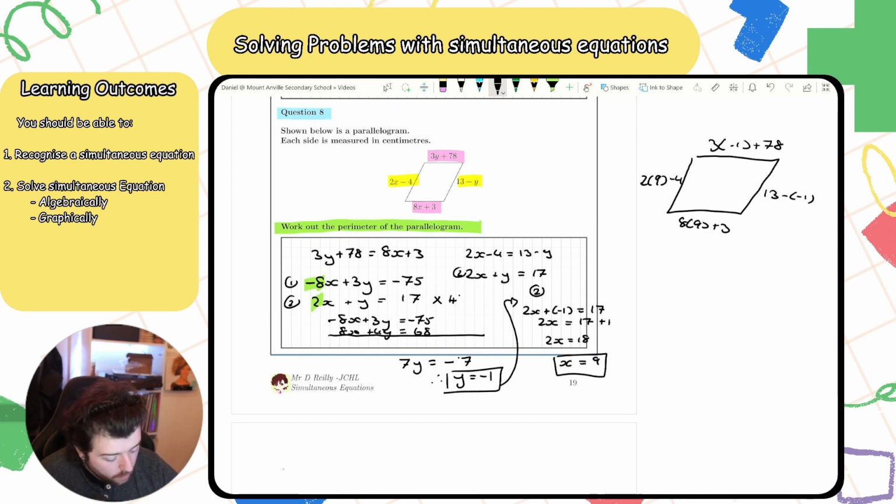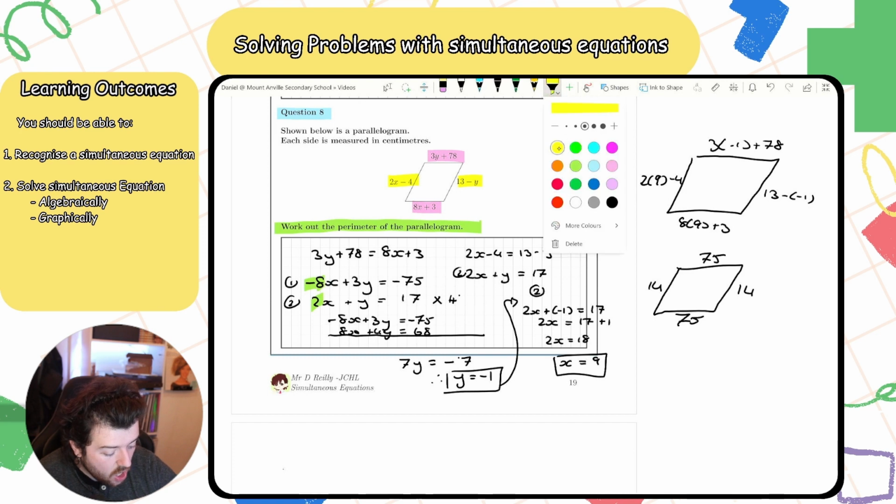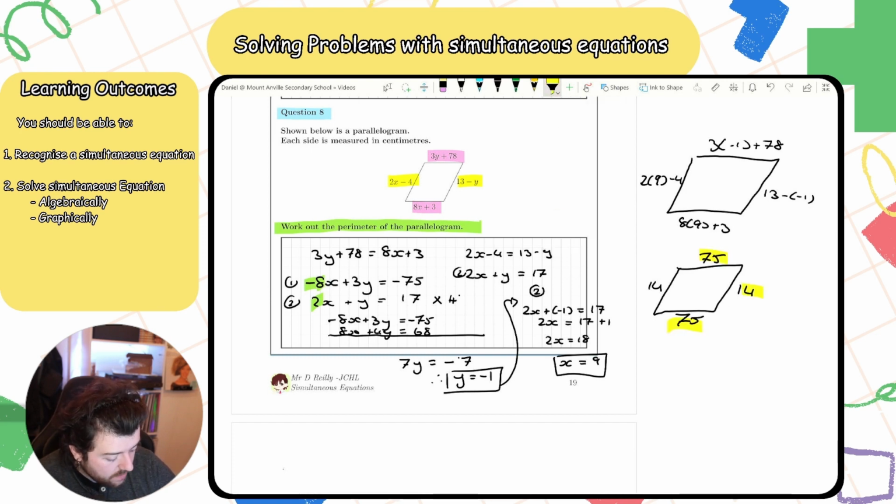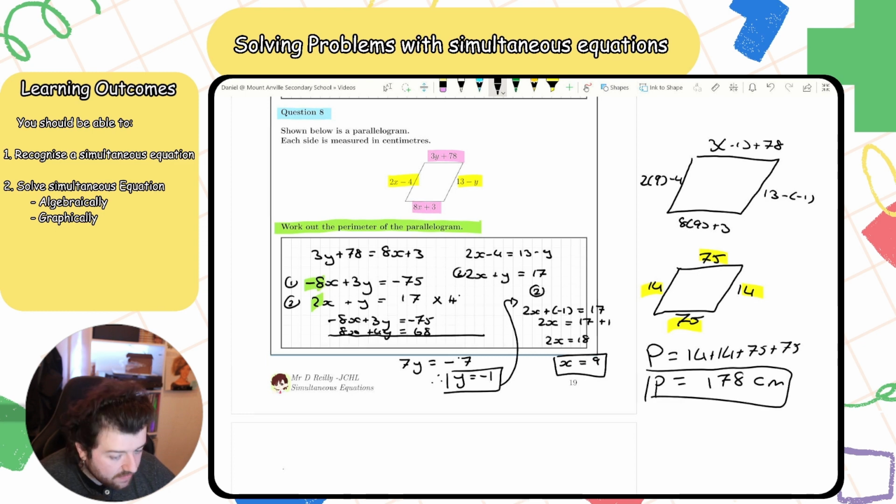So the top of my parallelogram is going to be equal to 75. And this is going to be 75. And then this one here is going to be 14. 14. I now just need to add all of these numbers up to find the perimeter. So the perimeter is equal to 14 plus 14 plus 75 plus 75, which is equal to 178 centimeters. And that is my final answer.